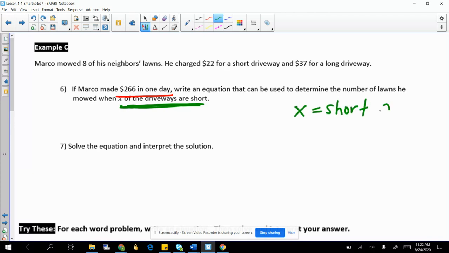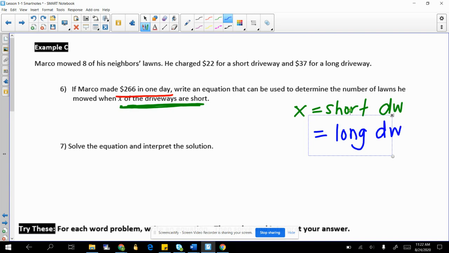We're going to put DW for driveway. But remember, normally what you would want to do here is say, okay, let's think of another variable. Let's use Y for long driveways. But we are solving one variable equations. So instead of saying Y is going to be long driveways, we want to think of another way to do this using only X.